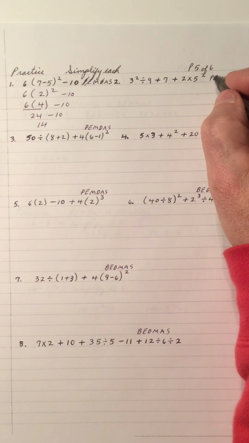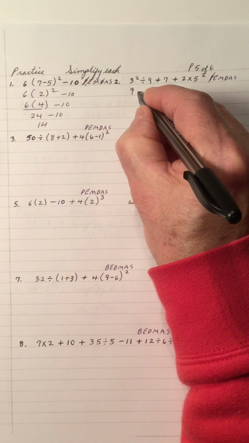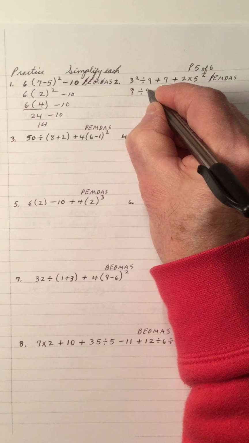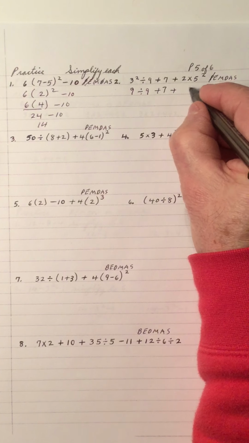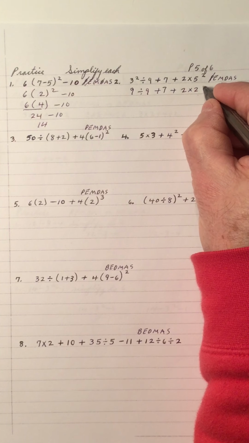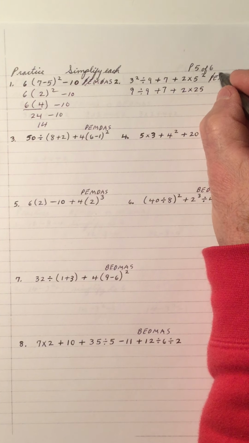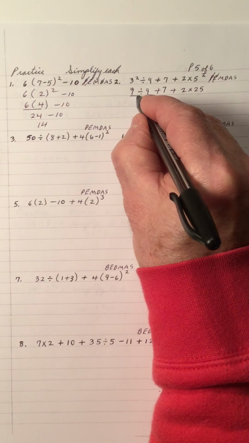Pemdas again. I have no brackets, but I have exponents. So I'll work out all my exponents first. 3 squared is 9 plus 7. And 5 squared is 5 times 5 is 25. So I have my exponents done. Now I do multiplication and or division.